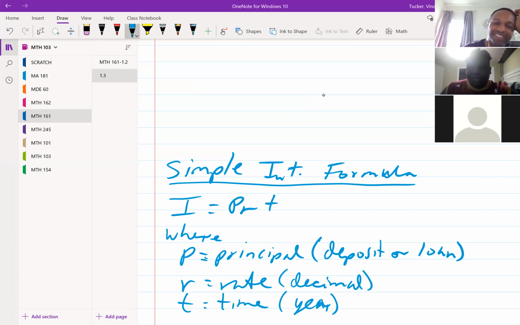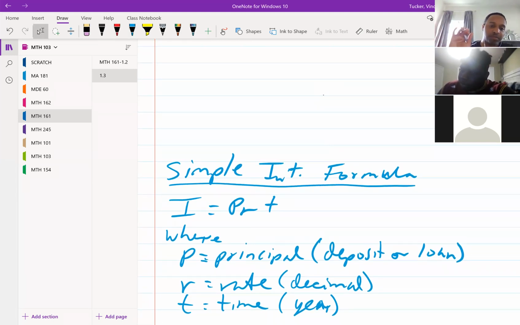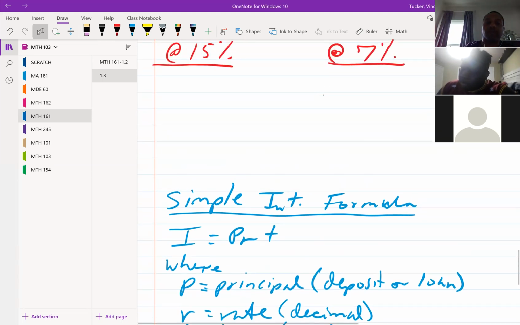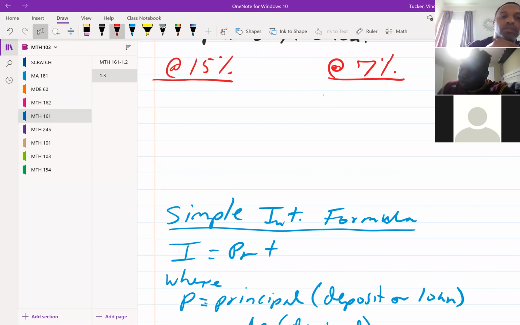Simple interest formula. So I equal to P times R times T. P is your principal, so that would represent your deposit or your loan. R is your rate. Don't forget to convert that to decimal. T is your time, and time is going to be in years unless said otherwise in the problem. Right now, of course, we're leaning on years. So let's look at establishing the P, R, and T for each account. All right. So let's go ahead and write that.